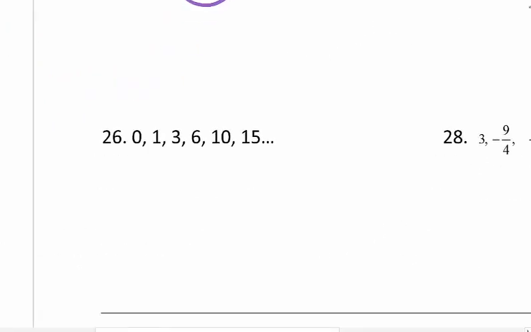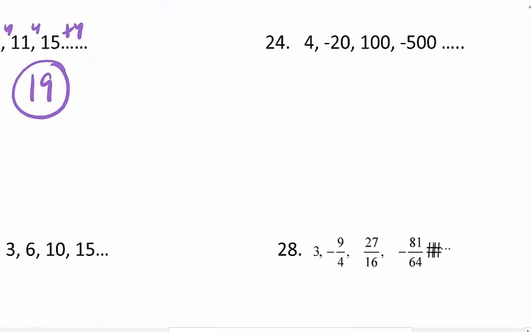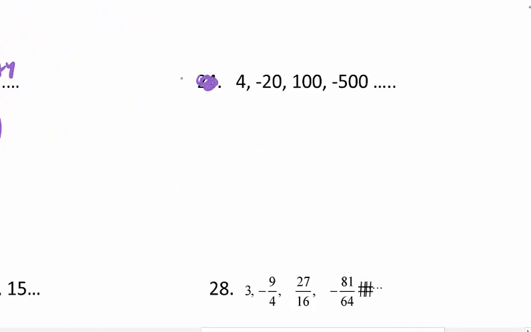So let's look down at number 3. So number 3, we have 4, negative 20, 100, negative 500. When you look at this pattern, number 1, you notice that we're alternating negatives, which really just means you're multiplying by a negative number, because the negative number is going to alternate the sign. We should also see that it's getting really big, so it's probably meaning multiplication.